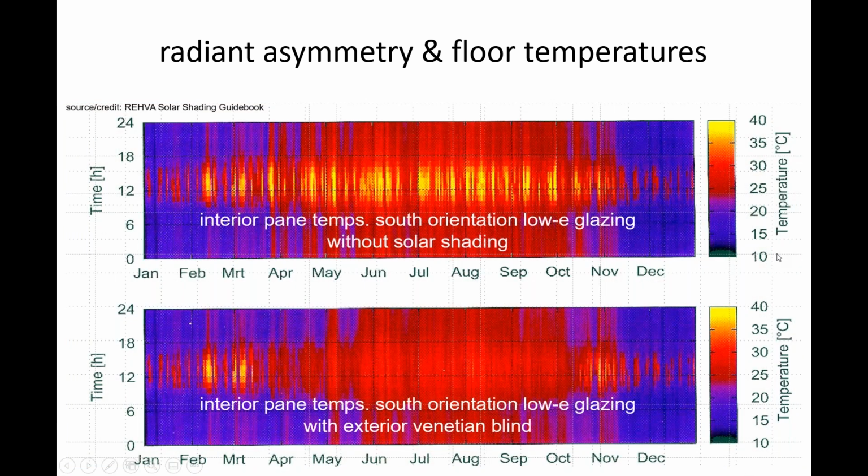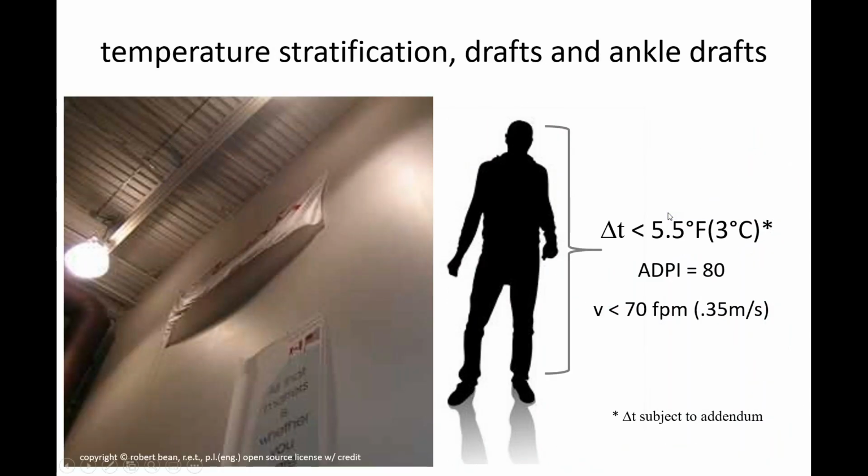And here's an example. This came out of the REHVA handbook. I love this illustration because it looked at the interior paint temperatures with or without solar shading. And you can see that there are some incredibly intense temperatures on some of these inside surface temperatures, 40 degrees Celsius. That's a warm surface temperature to have to work next to in the summertime. So controlling that is important.